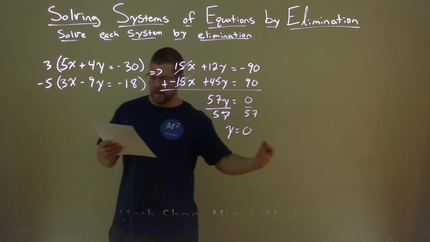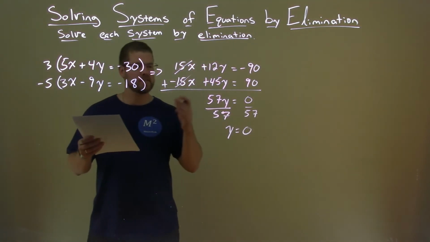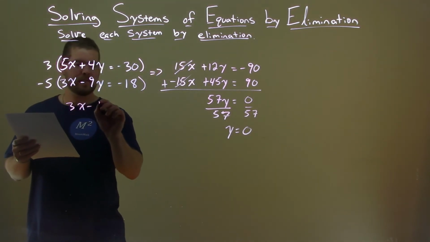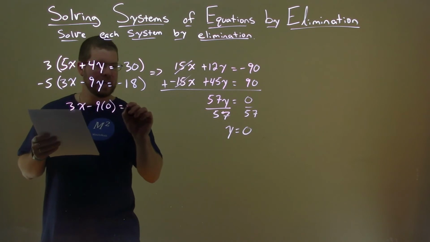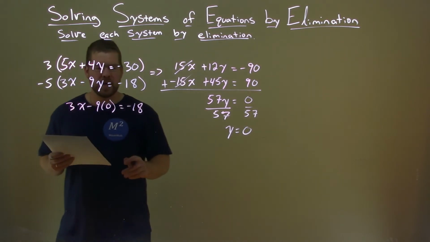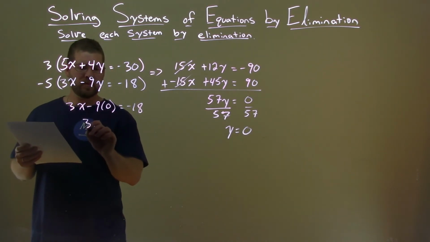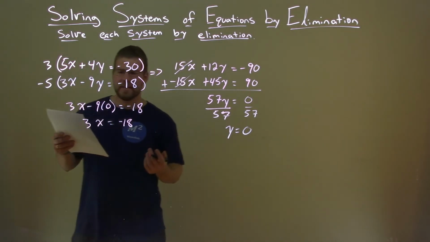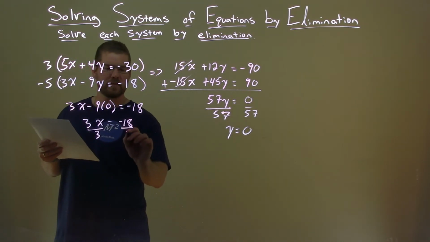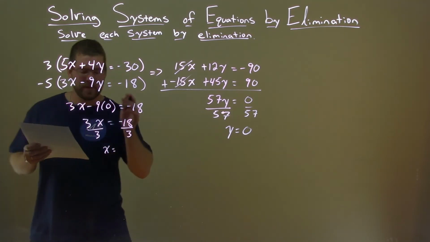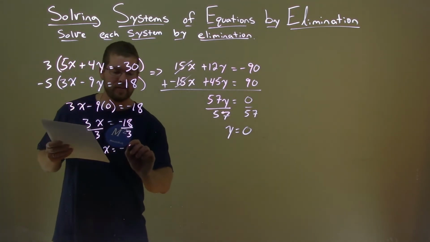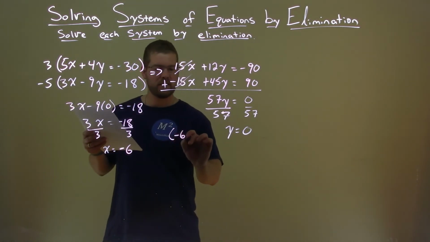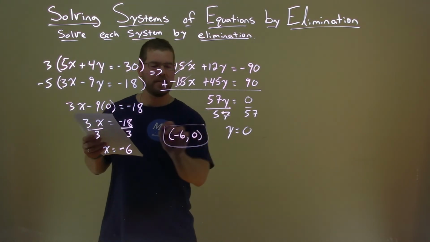We take that information and we plug it into one of our equations and solve for x. Let's choose the second one. 3x minus 9 times 0 equals negative 18. 9 times 0 is just 0, so we're left with 3x equals a negative 18. All right, divide both sides by 3, and x equals, well, negative 18 divided by 3 is a negative 6. So our final answer as a point, negative 6 comma 0, and there we have it.